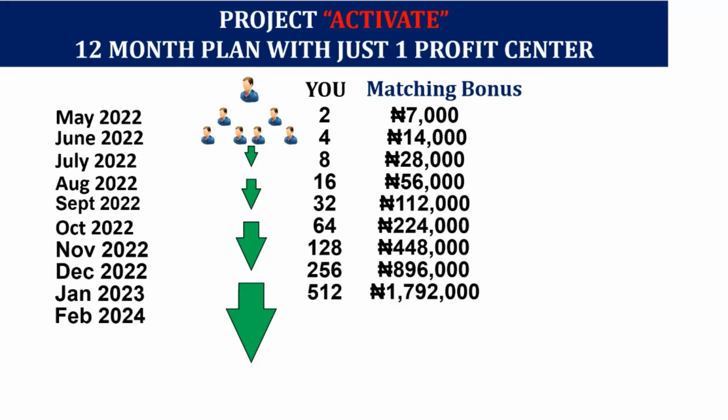Ladies and gentlemen, in February, the 512 people will activate with a minimum of 2, and 1,024 people will join you. And it will pay and match you 512 times. And if you multiply 512 by 7,000 naira, what you have is 3.584 million.